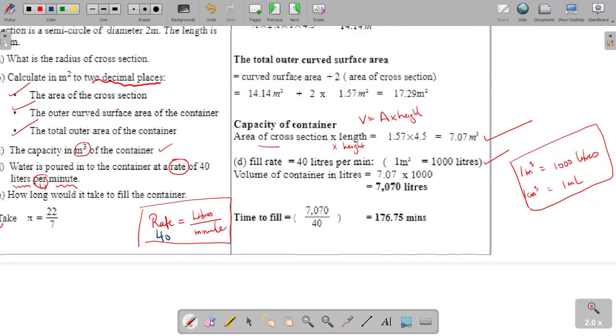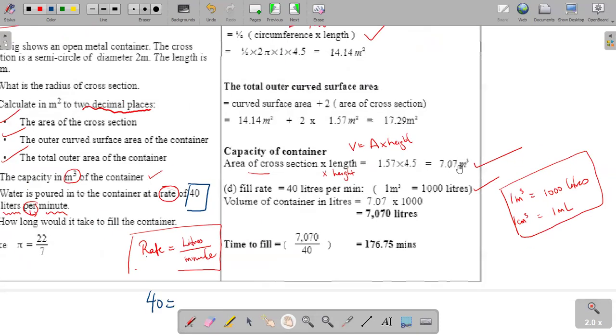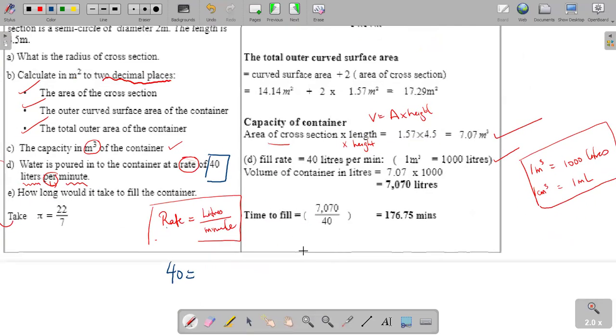So let's substitute. Let's do this together. The rate doesn't change. If there's one thing that doesn't change, it's the rate. No matter what, the rate stays the same. So we know 40 is equal to, which one do we have already? Do we have the minutes? No, that means it's the minutes that we want. How long? The time. Do we have the volume? Do we have the volume of the shape? That isn't what we calculated earlier. Talk to me, the capacity of the container is the volume. But look at this. The volume we calculated was 7.07 meters cubed. Can I use this in the formula?